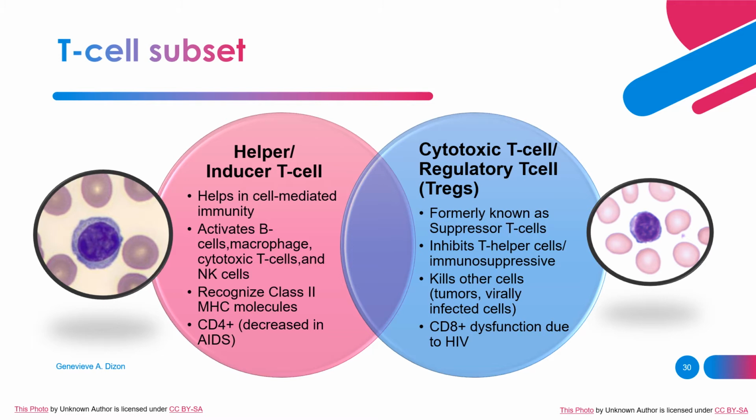The next subset is the cytotoxic T cell. These were formerly known as suppressor T cells. Their function is to suppress or to inhibit T helper cells from becoming overactive. They are immunosuppressive. Also, they are called cytotoxic T cells because they can kill other cells like tumors or cells that were virally infected. Another name for cytotoxic T cell is CD8 cells.